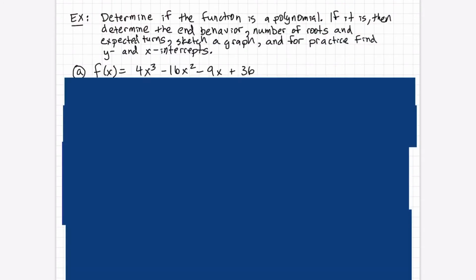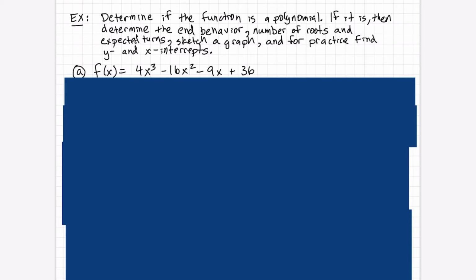All right, let's take a look at some examples. We have two examples that we're going to cover. Most of the new material is actually pretty quick. It's just about that end behavior, number of turns, number of roots, that business. I am going to be reviewing stuff that's going to be more important later in some future lectures, finding the y-intercept and the x-intercepts. And you're going to have a little bit of practice with that as well on your homework.